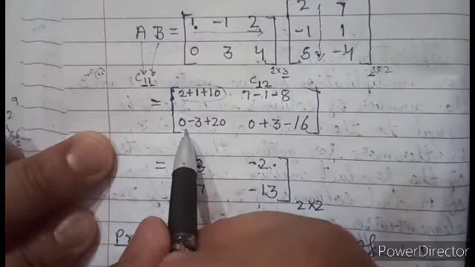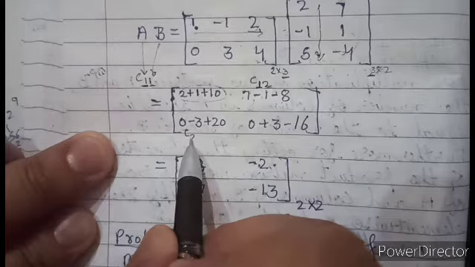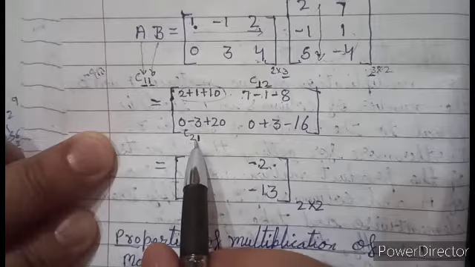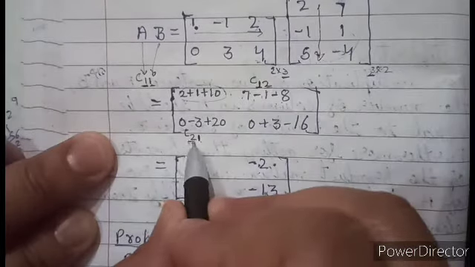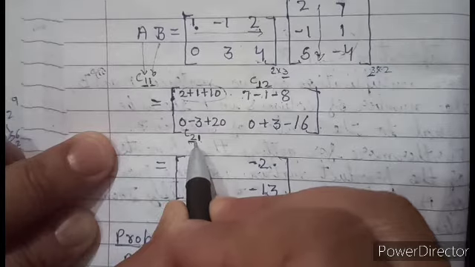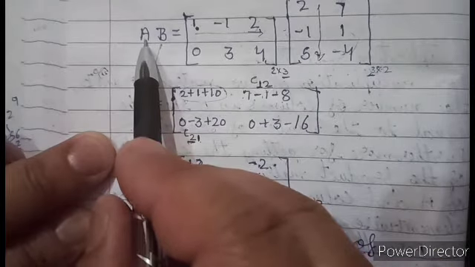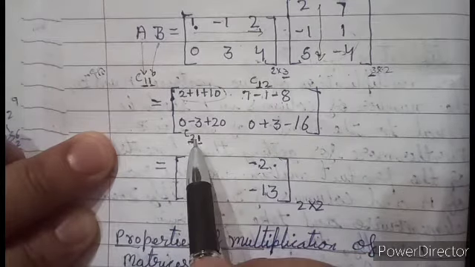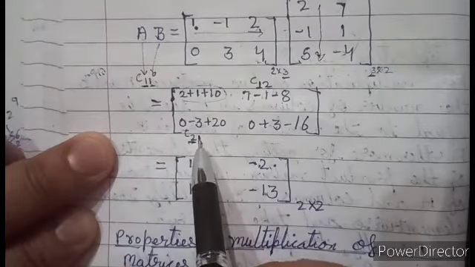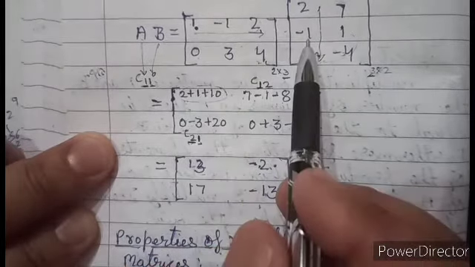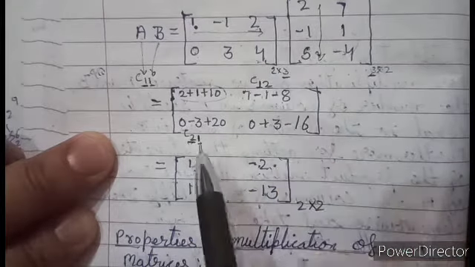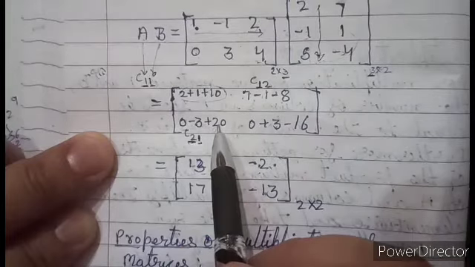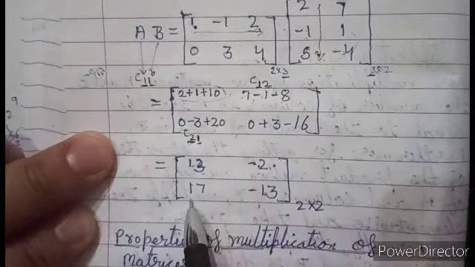Similarly, this element is of the second row and first column, the first element of the second row, C21. The first index denotes the row of matrix A, and the second index denotes the column of matrix B. That means we take the second row of matrix A and the first column of matrix B. 0 into 2 is 0, 3 into minus 1 is minus 3, and 4 into 5 is 20, and that gives us the sum 17.